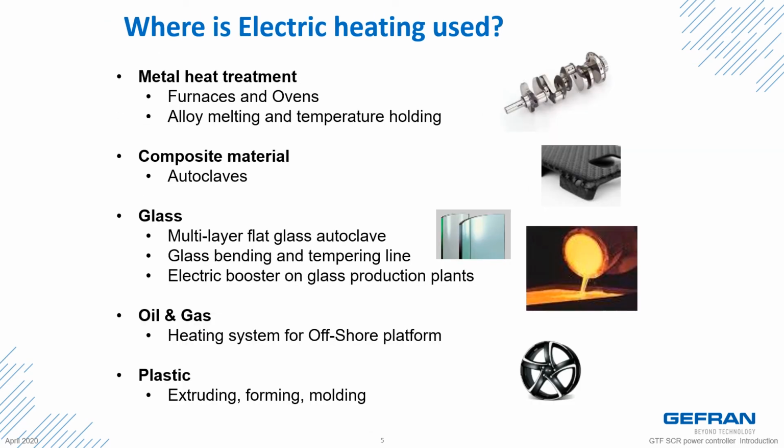Where is electric heating used? In metal heat treating and processing. Typically you'd find this in furnaces and ovens. For composite material manufacturing, in autoclaves, for example. In glass manufacturing, could be found in flat glass production, glass bending and tempering, and electric booths for glass production. Oil and gas, typical use is the heating system for offshore platforms. And in plastics, extruding, forming, and molding.